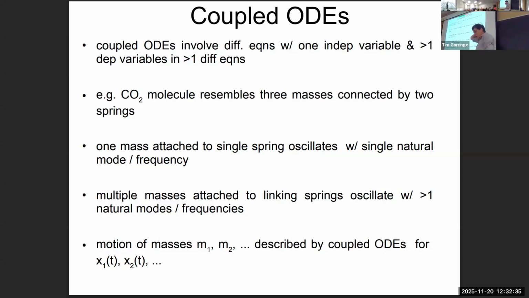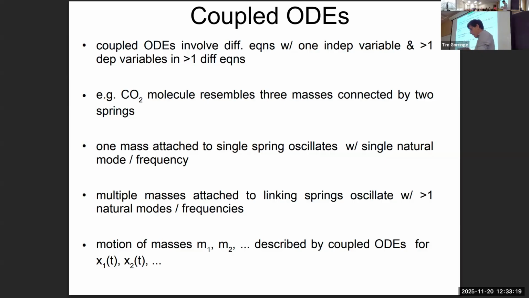An example of the problem that we're going to solve today would be a molecule, say a carbon dioxide molecule. It's an arrangement of one carbon atom and two oxygen atoms that are bound together. It's like three masses, three atoms or ions on springs, connected by two springs. So this is a coupled system of three masses through two interactions, two springs. And that can be described by coupled ordinary differential equations and solved by solving coupled ordinary differential equations.